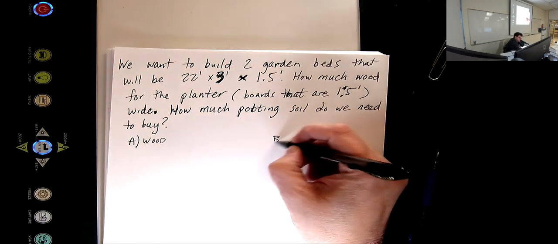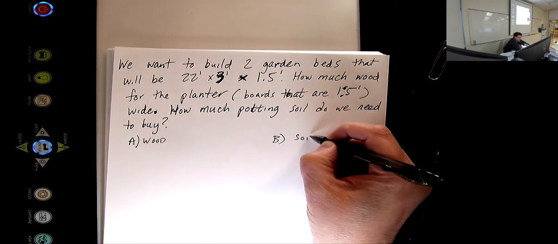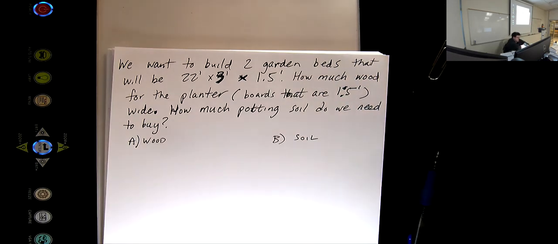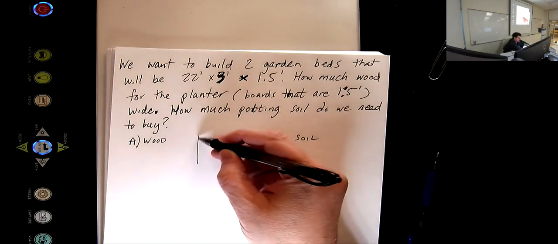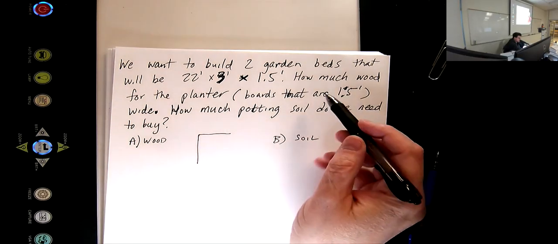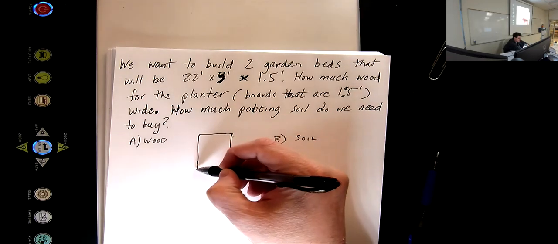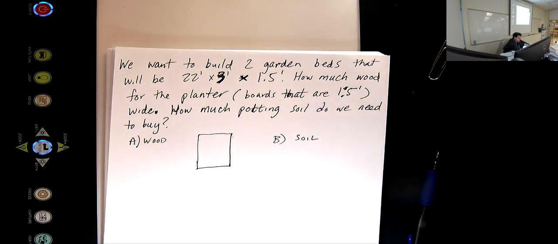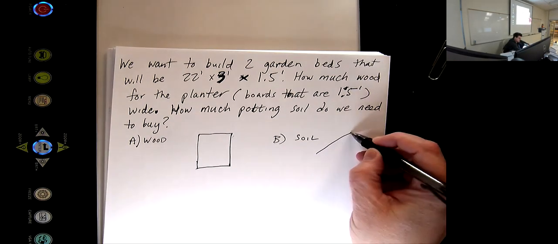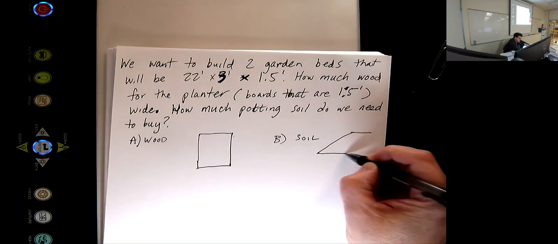We could have separated it with drawings, one drawing for one question, one drawing for the other. So the wood drawing you could just get away with 2D, because the boards are 1.5 inches wide, so you just need to worry about their length. How much length to buy. For the soil, instead of saying wide, say tall.